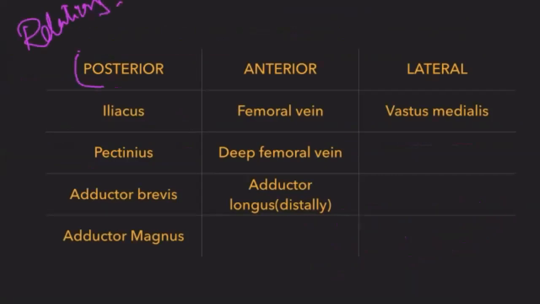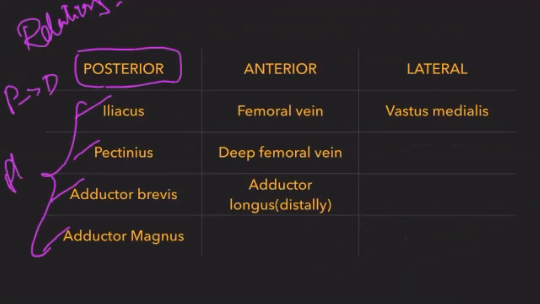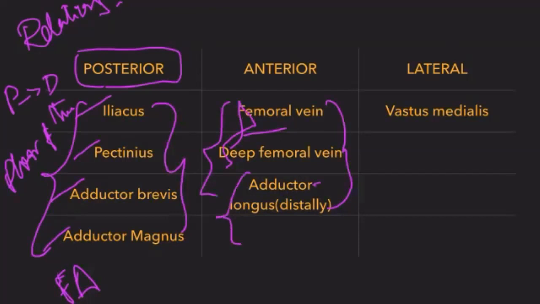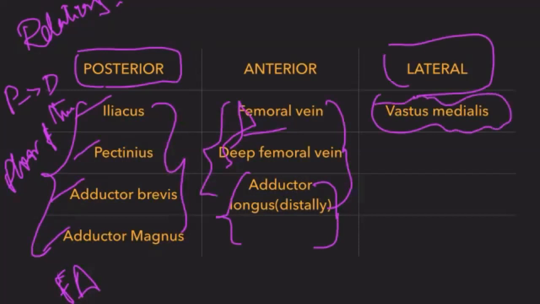Okay, posteriorly from proximal to distal: iliacus, pectineus, adductor brevis and adductor magnus. Okay, with all these muscles, because these form the floor of the femoral triangle, right? So these are the muscles. It is related posteriorly to these, and anteriorly to the femoral vein and deep femoral vein, and adductor longus distally, okay, anteriorly, and laterally it is related to vastus medialis, right?